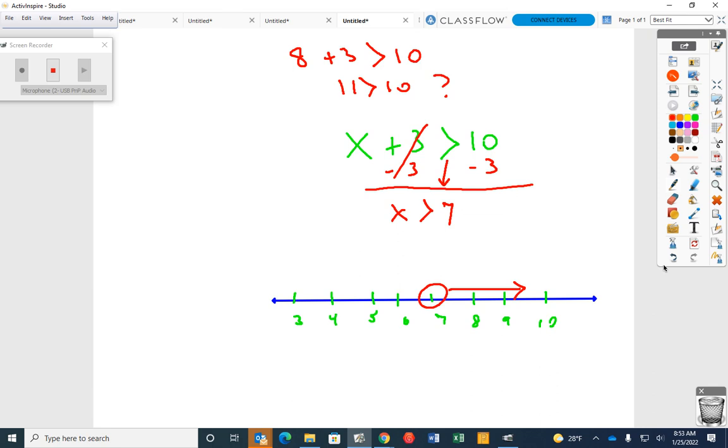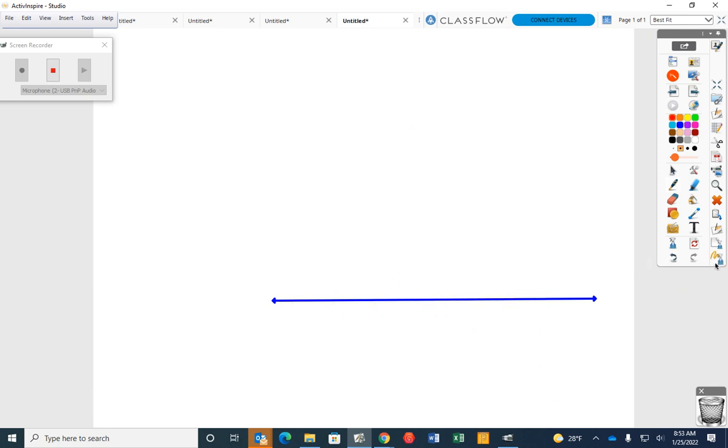Now, of course, are we good on this? Does everybody have that copied down? Okay, let's try another one. So we have to add it after that sign. Or subtract it, it depends.